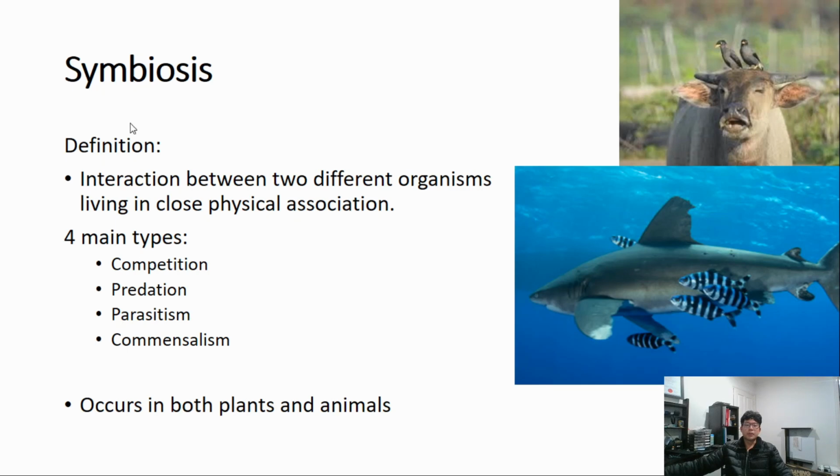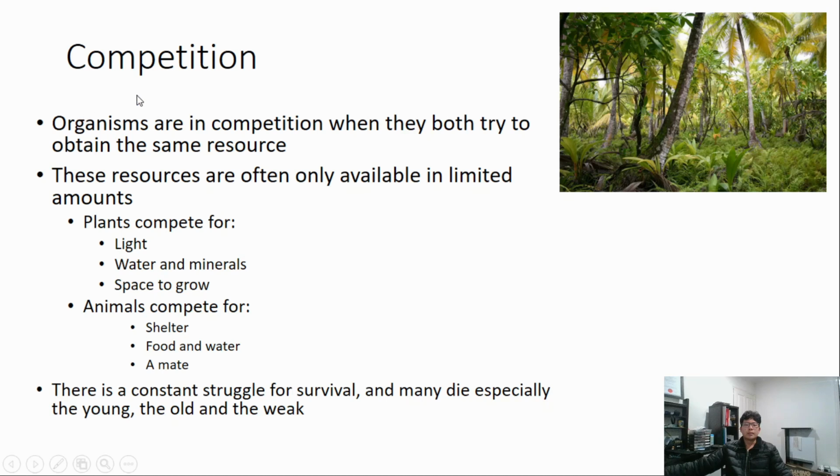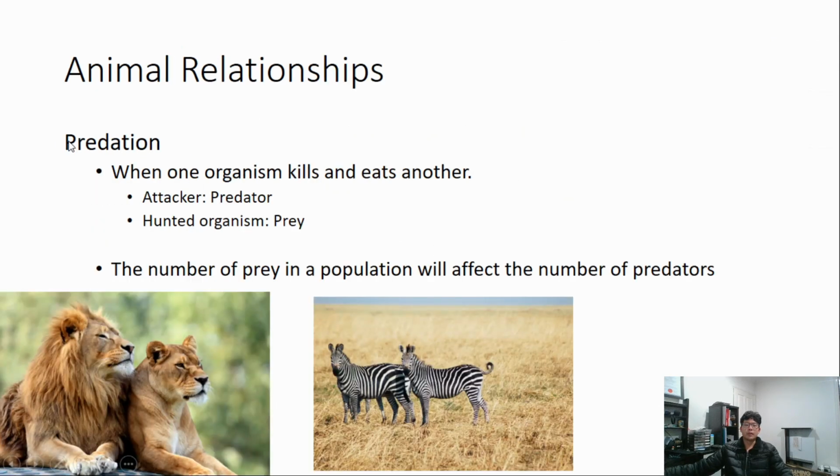Alright, so the first type of symbiosis or interaction between two different organisms was competition. And organisms are said to be in competition when they both try to obtain the same resource. And these resources are often only available in limited amounts. Plants often compete for light, water, minerals, and space to grow, whilst animals compete for shelter, food, and water, or a mate. There is a constant struggle for survival, and many die, especially the young, old, and the weak, in the animal kingdom.